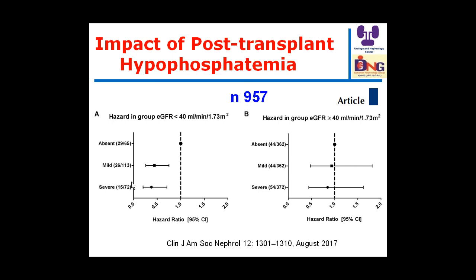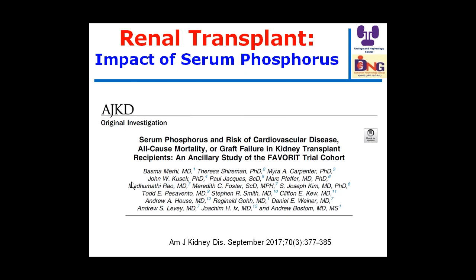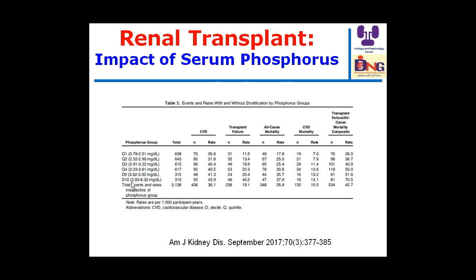I think it is rational. If the graft function is nice, this will lead to hypophosphatemia. So hypophosphatemia in the early period after transplantation may only reflect the functioning graft. So this is one of the points. Another point: if you find hyperphosphatemia after transplantation, it is bad news. Why bad news? Because it may be associated with cardiovascular disease and graft dysfunction.